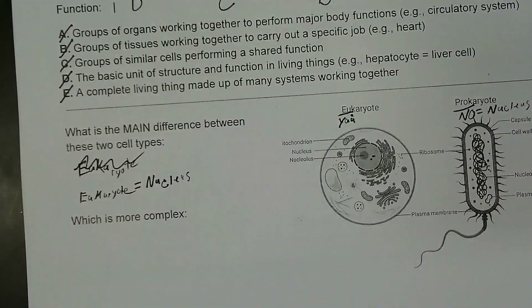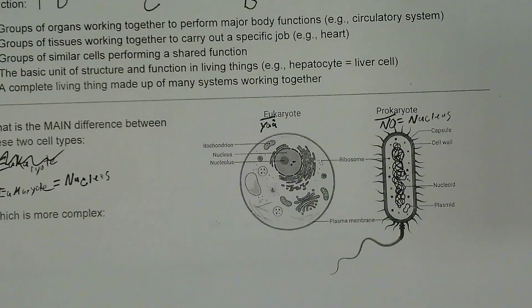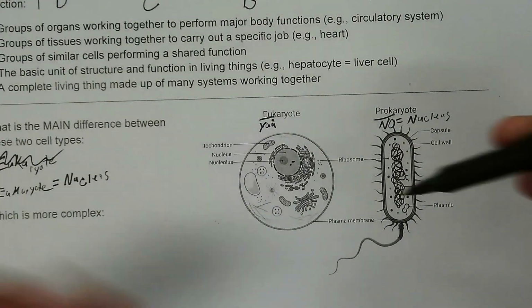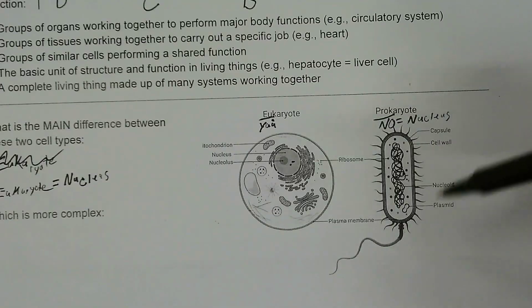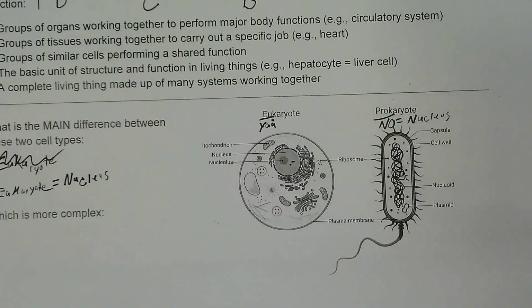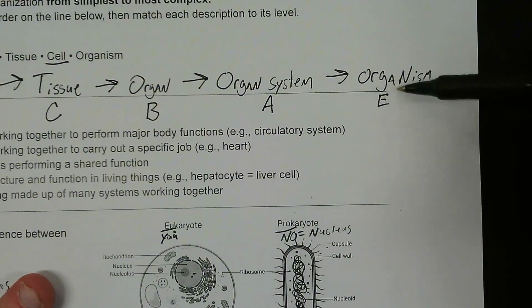Which of these is more complex? Just by looking at them, there's a tail on one, there's a flagellum, there's these pili on the side. This looks complex. And in a certain sense, it is complex. This single bacteria can carry out all of the functions of life. This single bacteria, prokaryote, is an organism.